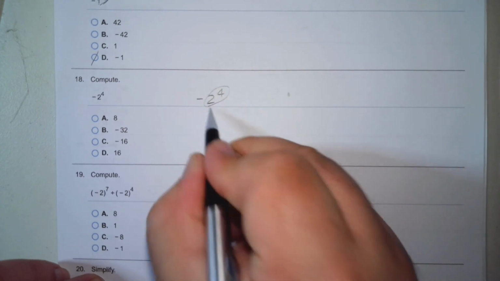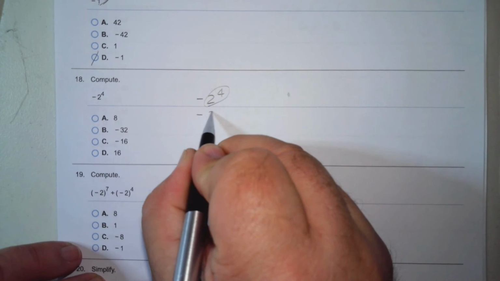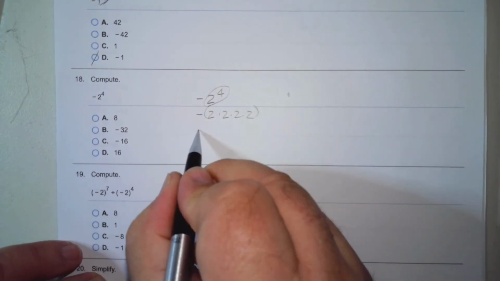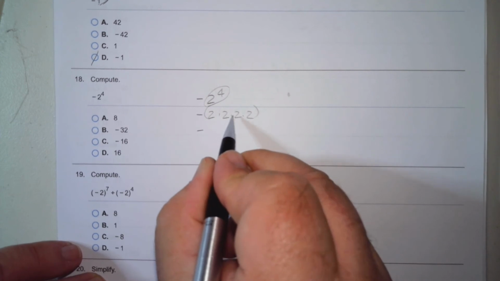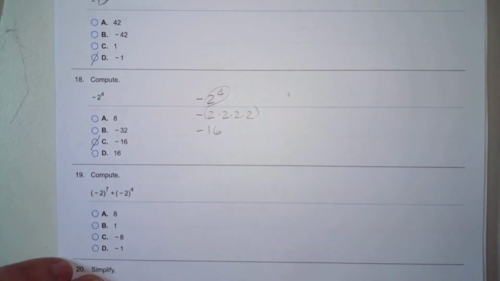This one, you have to always do the exponents first, if there's no parentheses. So it's 2 times 2 times 2 times 2. 2 times 2 is 4, times 2 is 8, times 2 is 16. The answer is negative 16.